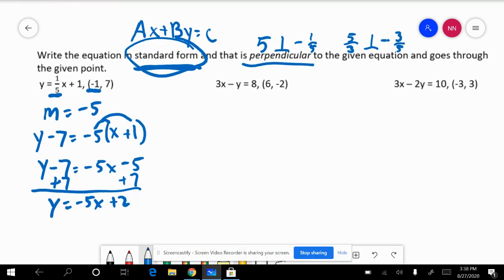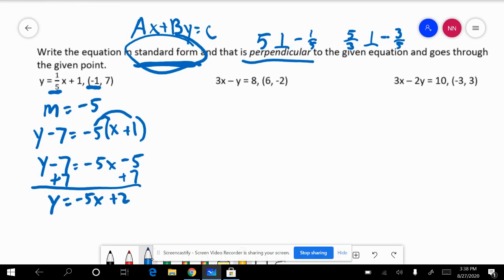But once again, this is slope-intercept form. This is not standard form. Notice that the x and y's are together. So we need to put the x and y's together. So I'm going to add the 5x. That gives me 5x plus y equals 2.